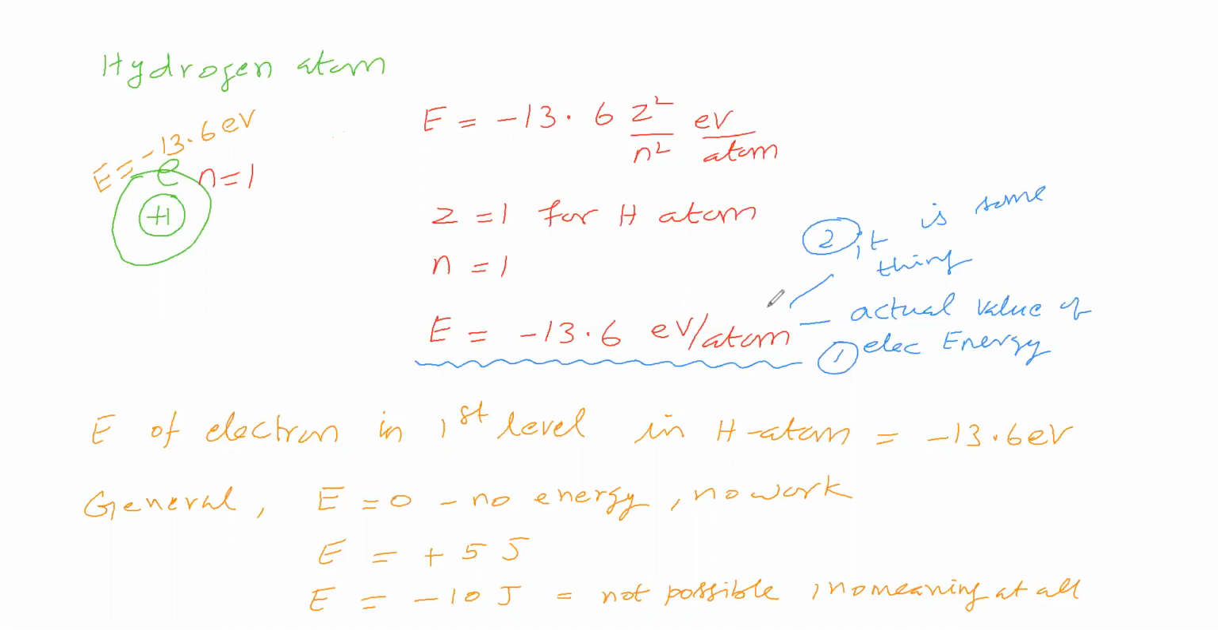And also you know that energy equal to 0, in general, means no energy, no work. Like that we can say. Energy equal to plus 5 joule means there is some energy, there is some work. Energy equal to minus 10 joule.